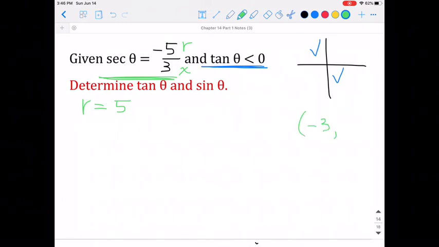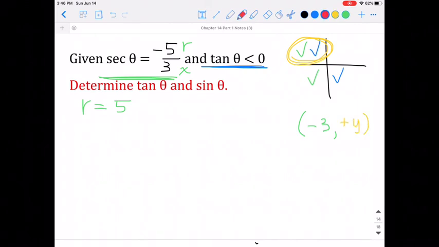So secant is negative, and secant, remember, is a reciprocal for cosine. So where cosine is negative is quadrants 2 and 3. Our points overlap in quadrant 2, which means we have a negative x and a positive y value.